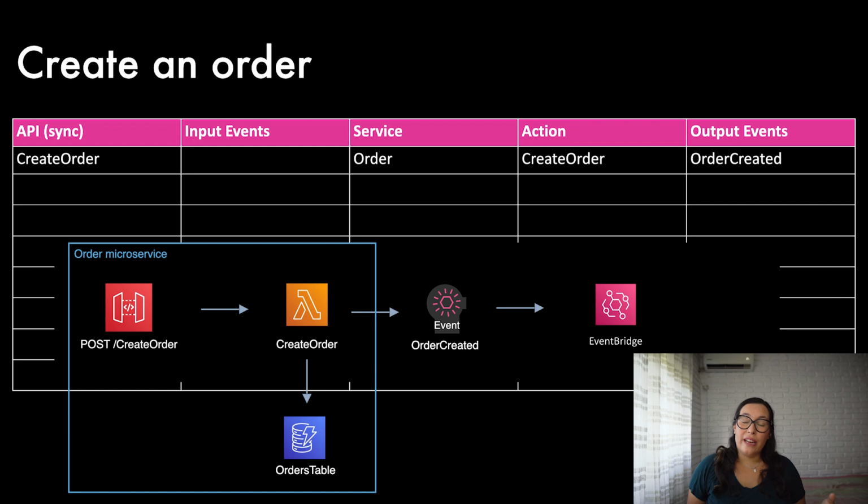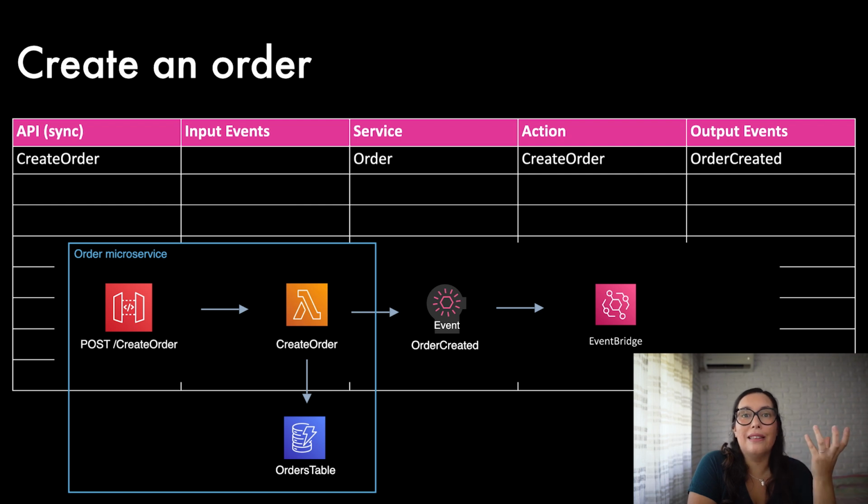So let's start by creating an order. The first thing that happens is that our web app will send an API call that says an order has been created. So what do we do? We want to save that order in the database, and then we want to send an event out.